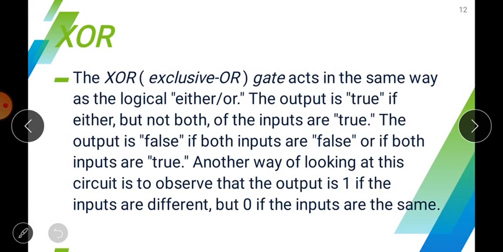The next gate is the XOR gate. This is a different gate, and its functioning is also different from the OR gate. The full form of the XOR gate is exclusive OR gate. In this gate the output is true if either, but not both, of the inputs are true, or the output is false if both inputs are false, or if both inputs are true. So you can say if both inputs are true, then the output is false, and if both inputs are false, then also the output is false.